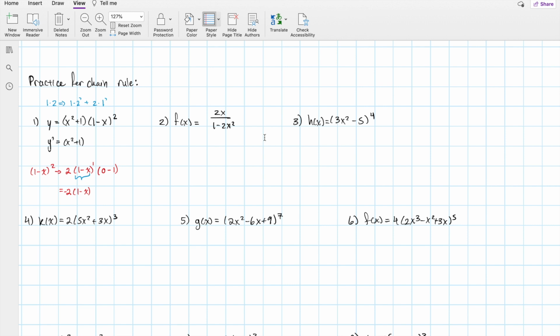Okay, so let's plug that in here. Negative 2 times (1 minus x) plus 2, which is (1 minus x) squared, times the derivative of the first one. Simple enough, x squared plus 1, that's 2x plus 0. And that is our solution.